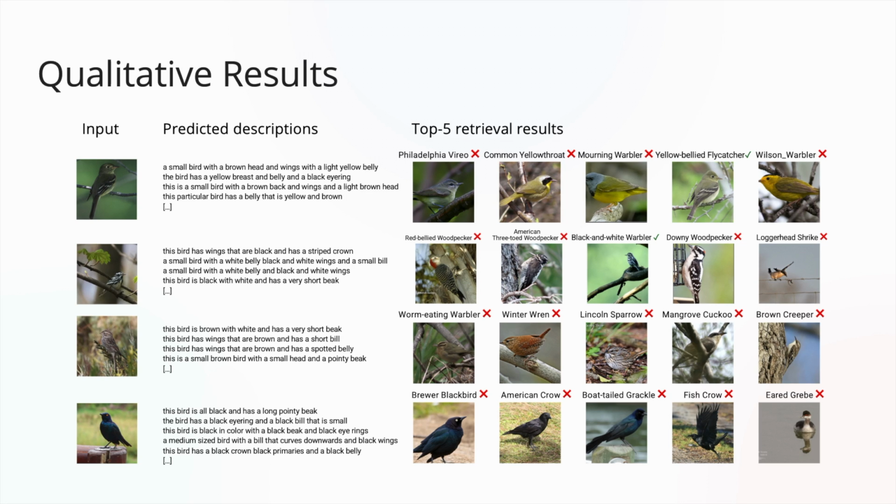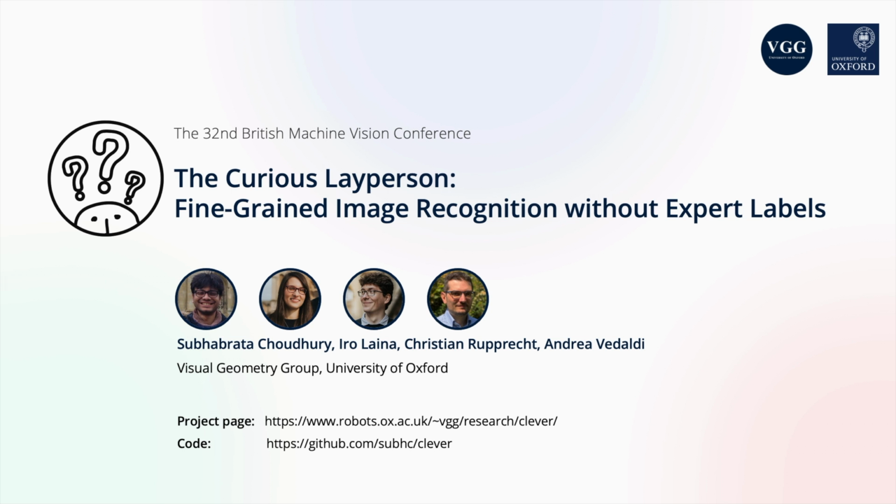In the paper, we also show results on the Oxford Flowers dataset with similar performance. We hope that CLEVER will become an interesting challenge for the community to train algorithms on easily available non-expert data. A comprehensive quantitative evaluation, more baselines, and comparisons can be found in the paper.